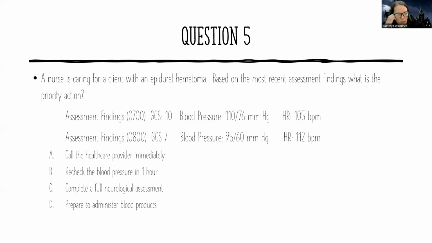So A is call the healthcare provider immediately. Some of you might go to this one and go ahead and go to the next one because you're like, oh, I know this is an emergency, just call the doctor. But I really want to teach you this strategy because it's going to be helpful for you. Anytime you see call the healthcare provider immediately, you always want to ask yourself, do I, one, have enough information to call the doctor? Is the information that I've already assessed enough that I don't need to do any further assessments that the doctor might ask about?